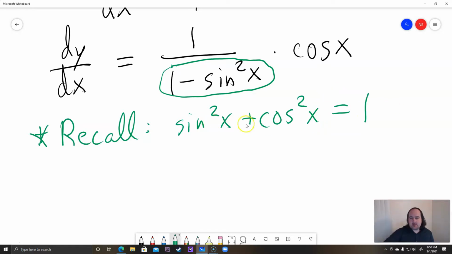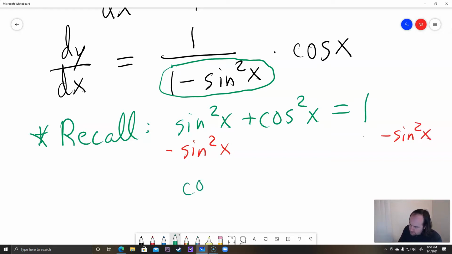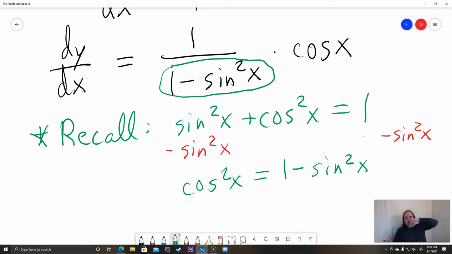Because if we take this equation down here and we subtract sine squared of x from both sides, right? We minus sine squared of x here, and we minus sine squared of x over here. Then we're going to end up with cosine squared of x equals 1 minus sine squared of x. That's just a standard thing that you do in pre-calculus whenever you have a 1 minus sine squared of x or a 1 minus cosine squared of x.